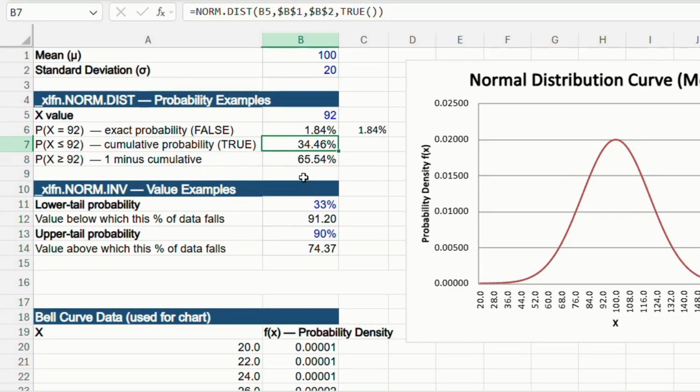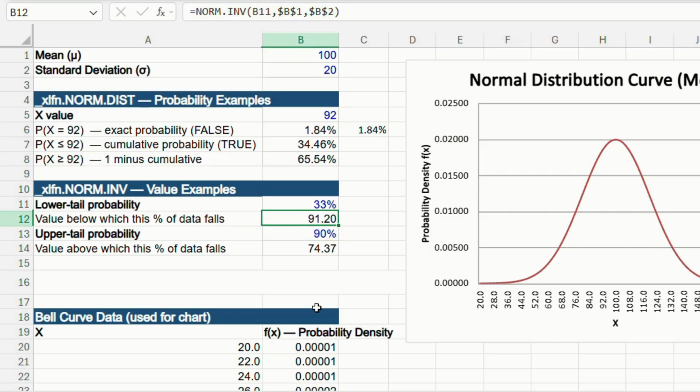Now, so far we've started with the value and found a probability, but what if we want to go in another direction? Start with the probability and find the value. Which formula will we use? We use normal inverse, the inverse of the normal distribution.